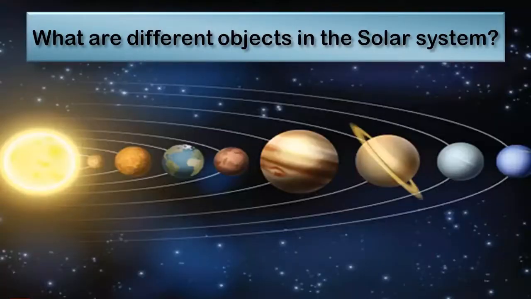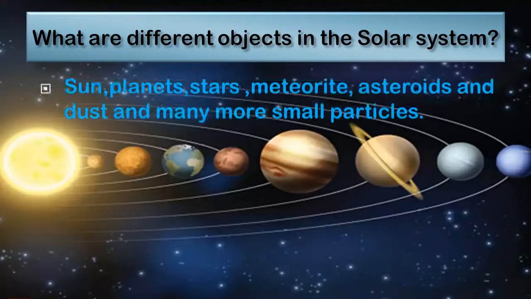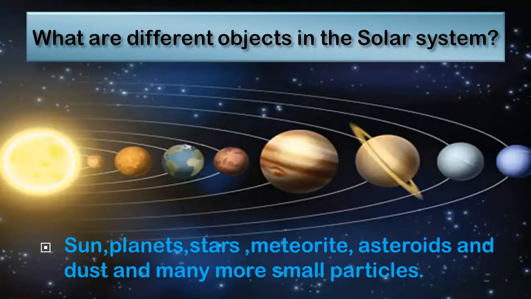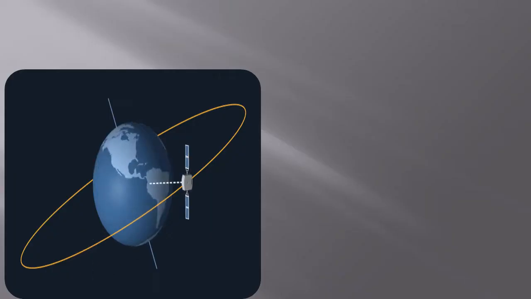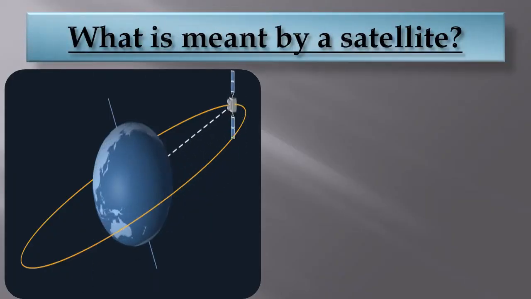Next question, what are different objects in the solar system? Alright, so sun, planets, star, meteorite, asteroids and dust and many more small particles are the objects present in the solar system. Alright, now next question is, what is meant by a satellite?